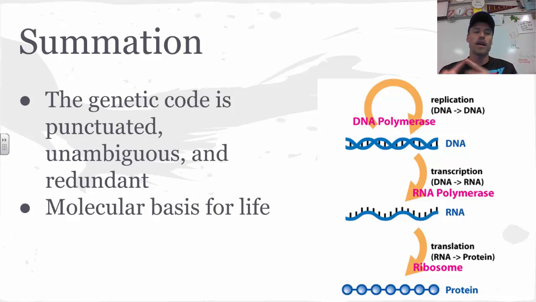The genetic code is punctuated, unambiguous, and redundant. It's punctuated. There are clear stops and starts to the information, right? There are genes that have starts and stops to them. It is unambiguous. There is a specific set of instructions that codes for a specific protein. However, it is redundant. You can have several different codes that will lead to the same protein being produced, or rather, the same amino acids. So we can have different codons that lead to the same amino acids being produced. And remember, this is the molecular basis for life. If we don't have this, life cannot exist.